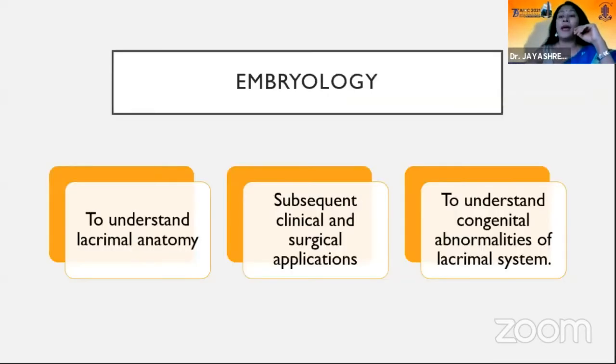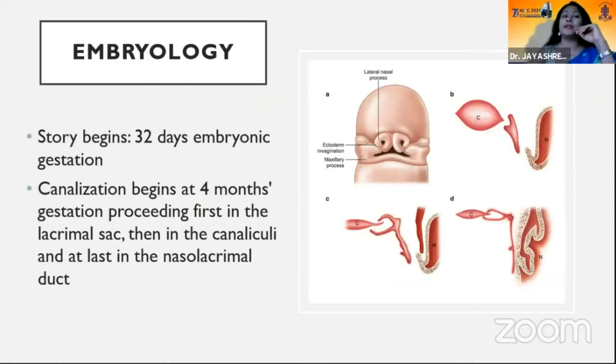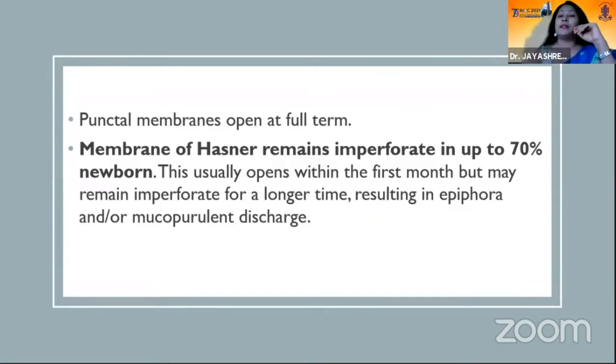We need to brush up our embryology a little bit so that we don't miss the congenital anomalies that may be associated with the lacrimal apparatus. The story begins at 32 days of embryonic gestation, when we have the maxillary and the frontonasal processes and the ectoderm being buried inside as the epithelial cord, which begins its canalization at the 4th month of gestation. The membranes are there at the superior and the inferior end. The punctal membranes are usually open at full term, and at the inferior end of the NLD, we have the membrane of Hasner, which remains imperforate for up to 70% of newborns, but usually opens up in a month's time.